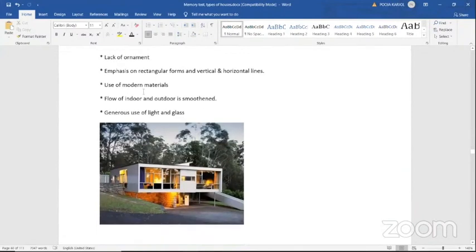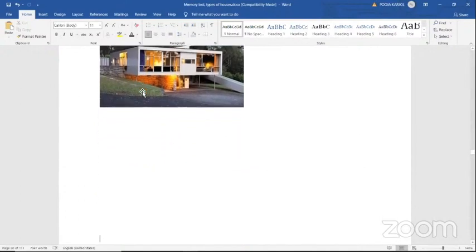Modern, lack of ornament. Any modern one you see, many of them, the lack of ornaments is very visible. Emphasis on rectangular forms and vertical and horizontal lines. Use of modern materials. Flow of indoor and outdoor is smoothened. Generous use of glass and light.